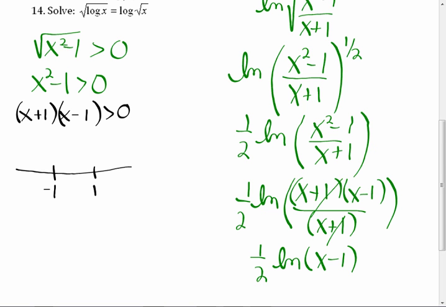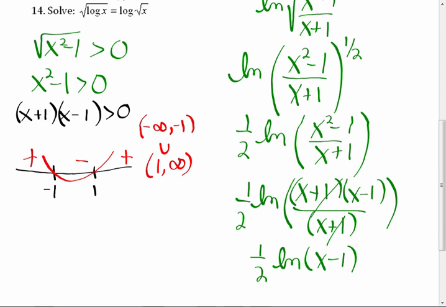So we are looking for any numbers that make that true. You can just substitute them in, but I also know that that would be a parabola, like this, right? So it's positive, negative, positive. So this domain is from negative infinity to negative 1 and from 1 to infinity.